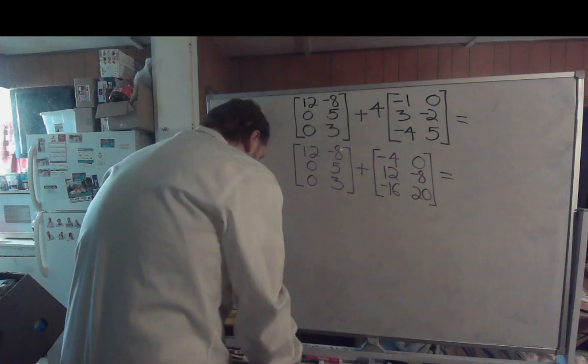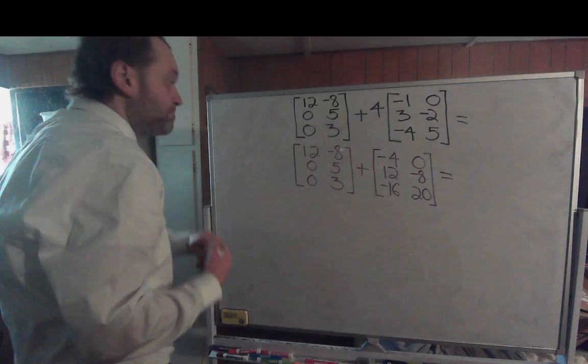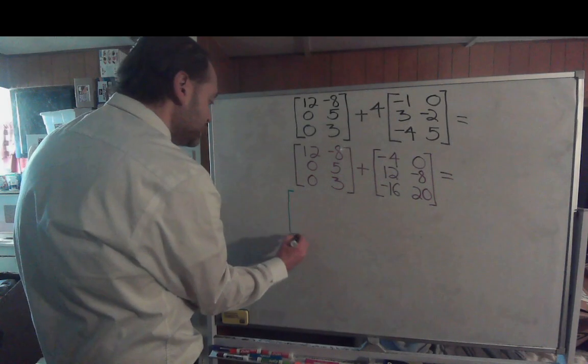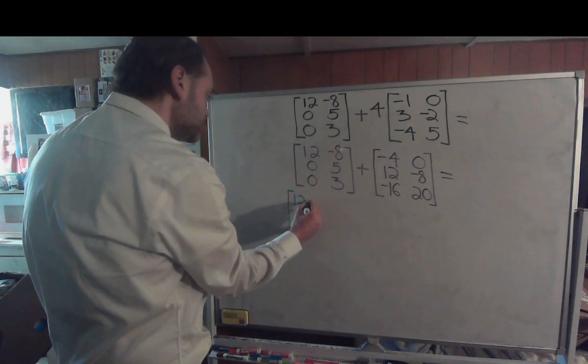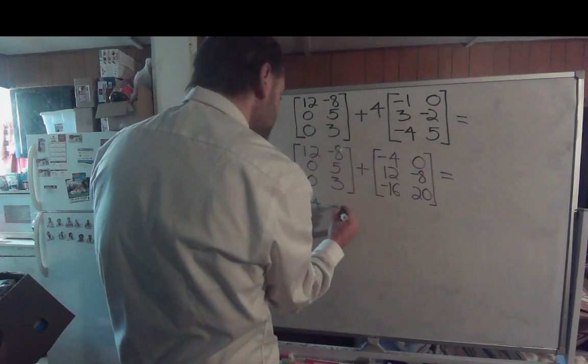So let's go ahead now and do the addition. So add the corresponding entries, 12 and negative 4, which would turn into 12 minus 4. Then you would take your negative 8 plus 0.